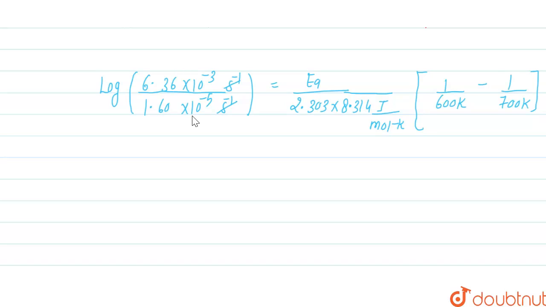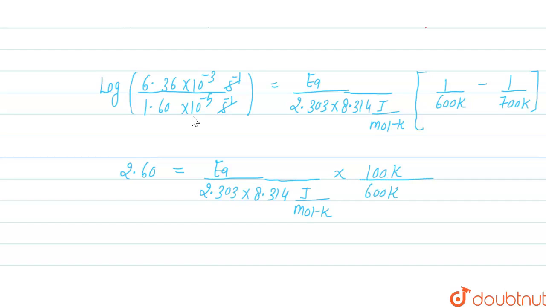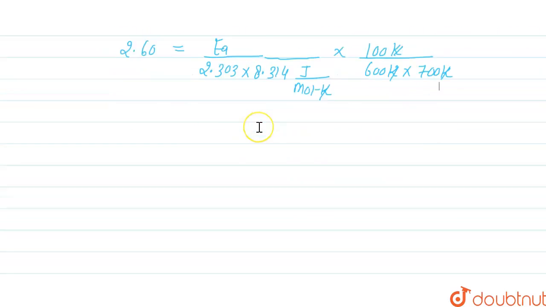Now calculating from this part, the value of the log is 2.60, which equals Ea, the activation energy, divided by 2.303 into R, 8.314 joule per mole Kelvin, into 100 Kelvin divided by 600 Kelvin into 700 Kelvin. Now Kelvin cancels with Kelvin, and per Kelvin cancels with Kelvin.